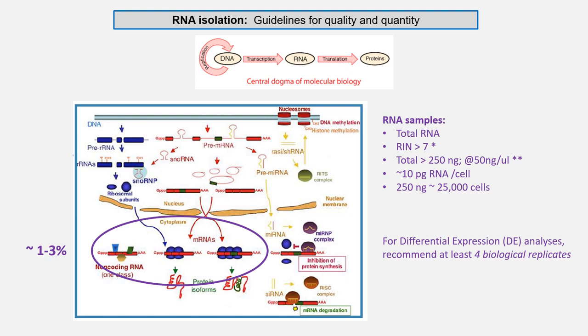The most important number on this slide might be 4, because for any statistical analysis comparing 2 or more groups, we recommend a minimum of 4 biological replicates for each group, and I'll explain why later in this talk.